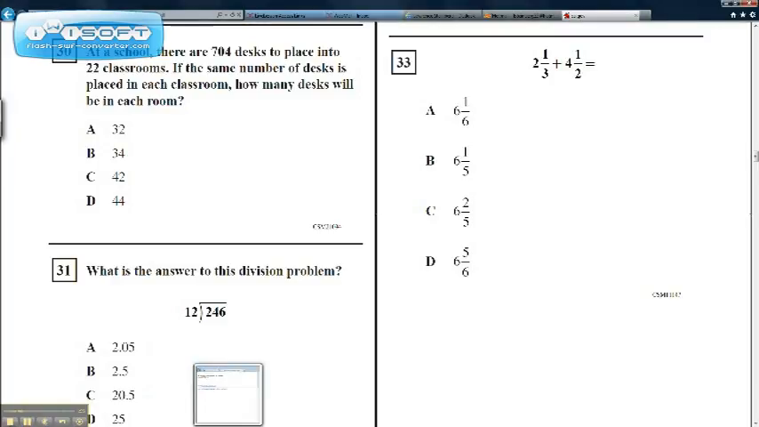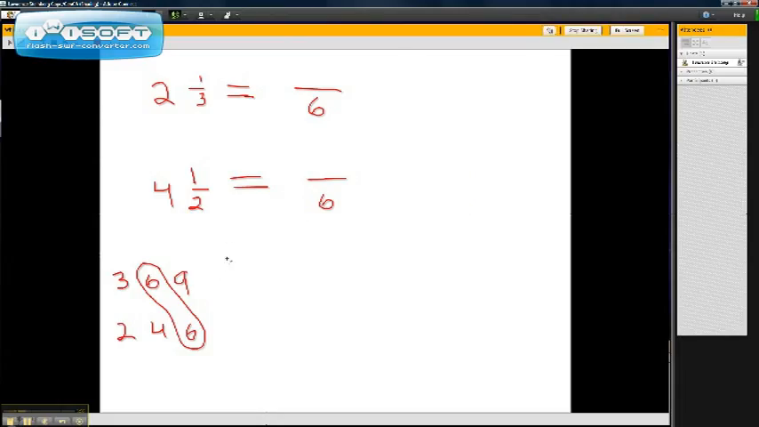And if you go back and look at the question, since my denominator is 6, I don't have to worry about choices B or C. It's either going to be A or D. So let's find out which one.